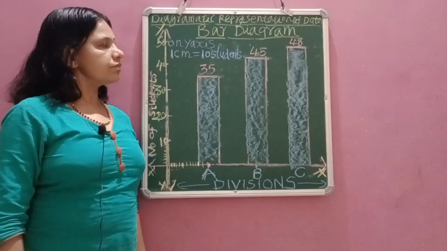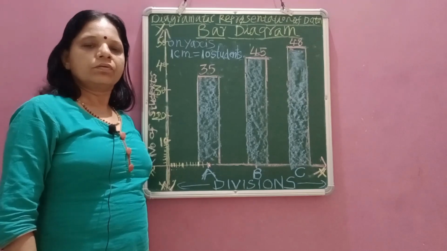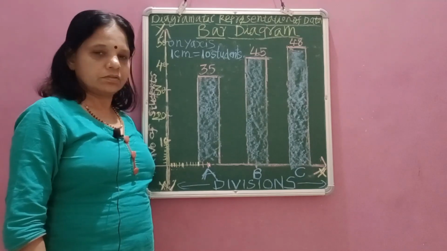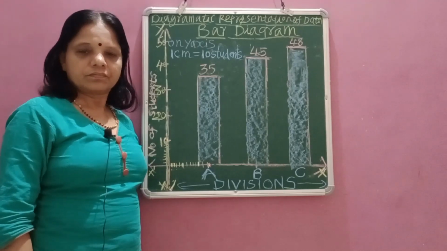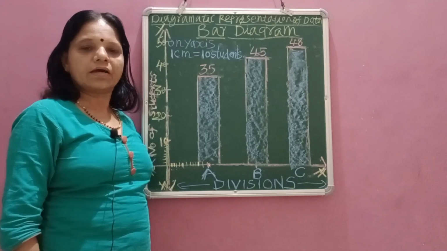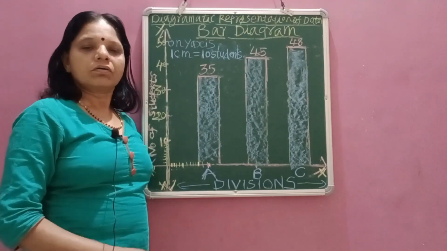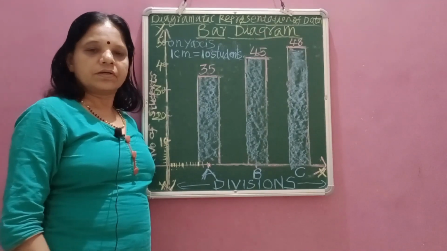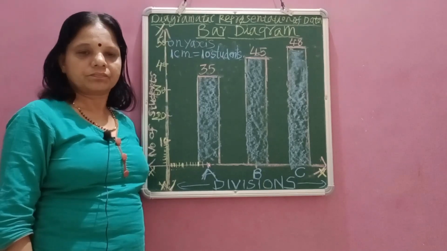A bar diagram is a number of bars you have to draw according to the quantitative information. It is to be drawn in a coordinate system. Coordinate system means x-axis and y-axis. The x-axis is the number line drawn horizontally and the y-axis is the number line drawn vertically. Both intersect at the origin.